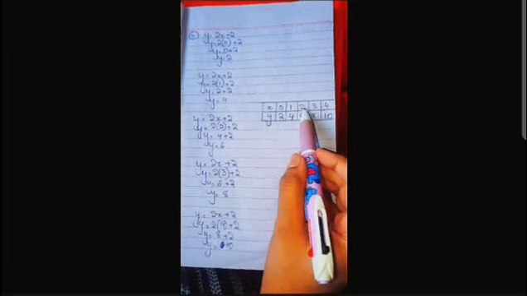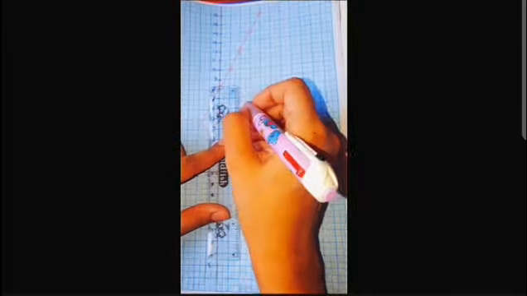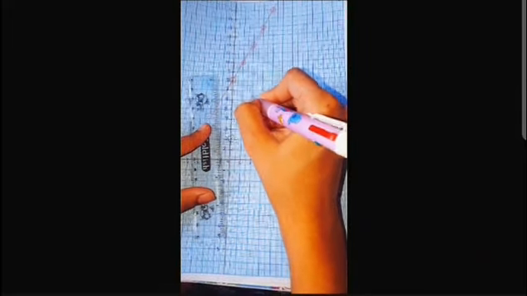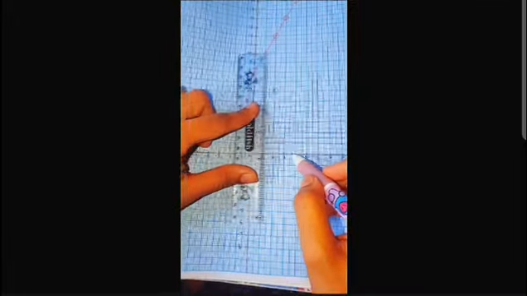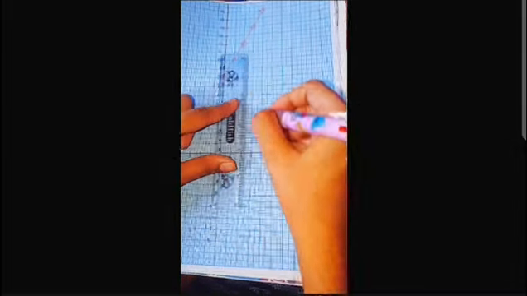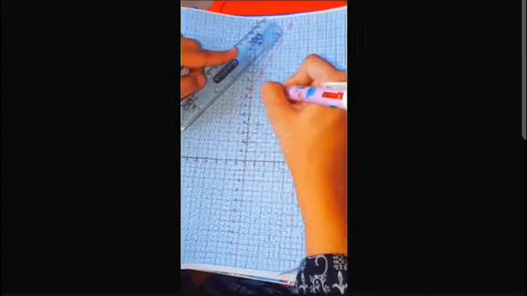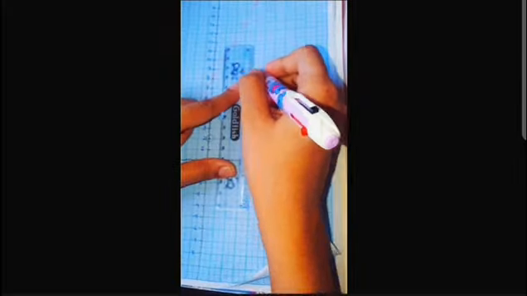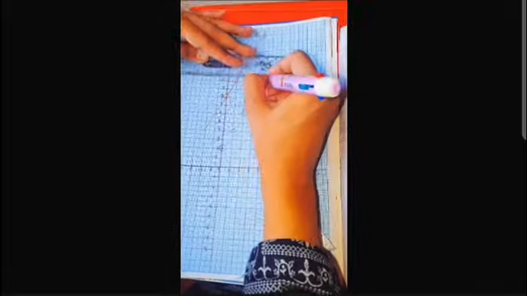When the value of x is 2, the value of y is 6. And we haven't done 3. When the value of x is 3, the value of y is 8. So on this line, this is 3 on x-axis and 8 on y-axis. And when the value of x is 4, the value of y is 10. So on x-axis I am taking 4 and on y-axis I am taking 10.